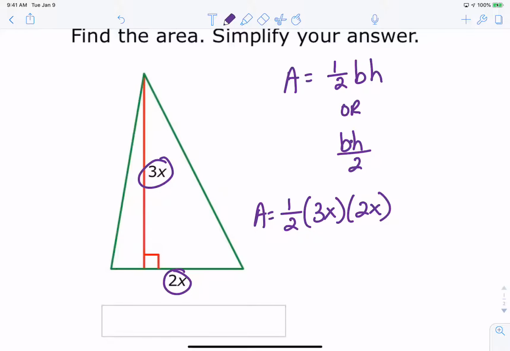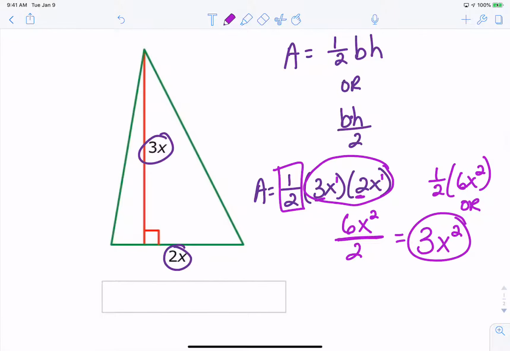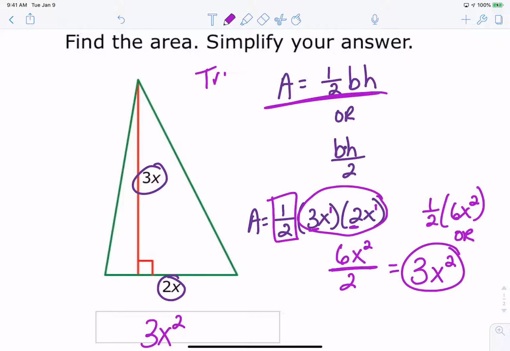Okay, so let's go ahead and do the 3x times the 2x. Well, 3 times 2 is 6. X to the first times x to the first is x squared. And then if we want to take half of that, remember that's also the same as saying divide by 2. So that could be easier. So I could write 1/2 times 6x squared, or I could do what I did right here, 6x squared divided by 2. Well, 6 divided by 2 would give us 3, and then we still have the x squared. So my area for this triangle, when I multiply base times height and then take half of it, is 3x squared. So area of a triangle is what you have to remember.